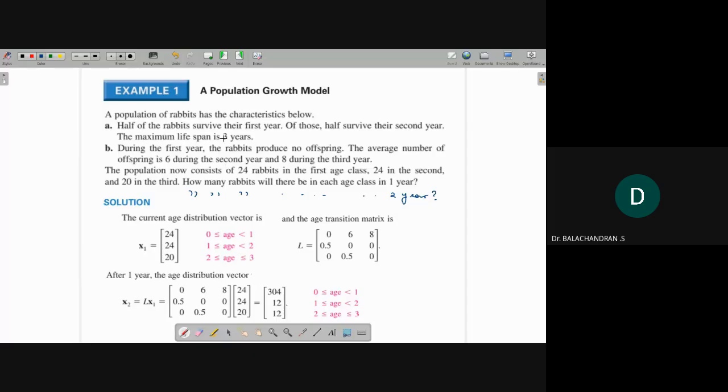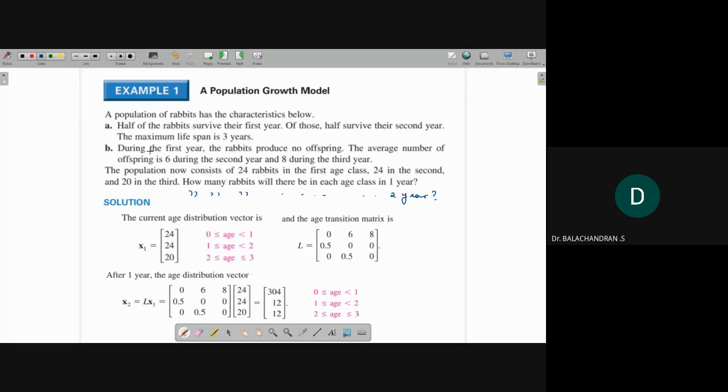The maximum lifespan is 3 years: 0 to 1, 1 to 2, 2 to 3. Second age class, 24 in the second age class, 20 in the third age class. So this is the current age distribution vector. Now, I don't know this matrix. I will tell you later how to form this matrix. But those who do not know the concept of matrix, how to solve this problem.